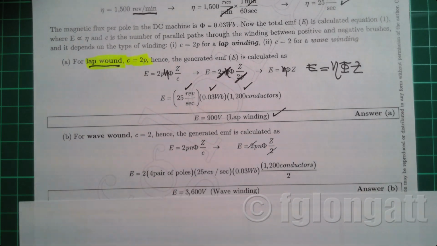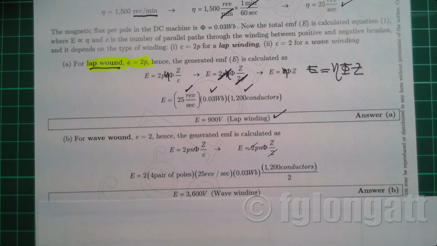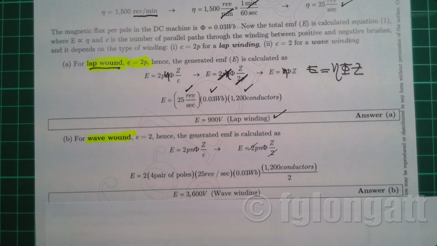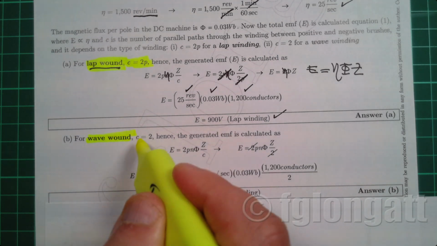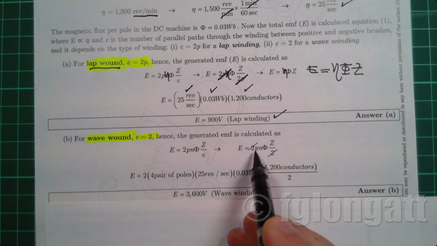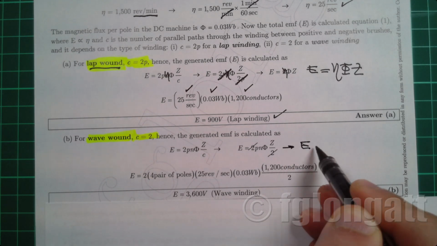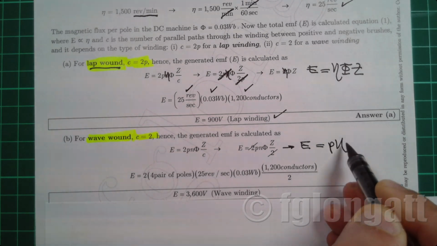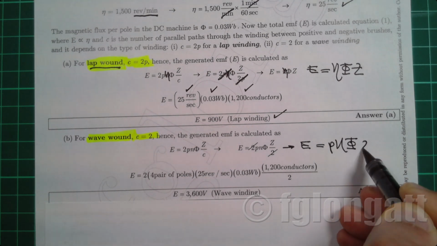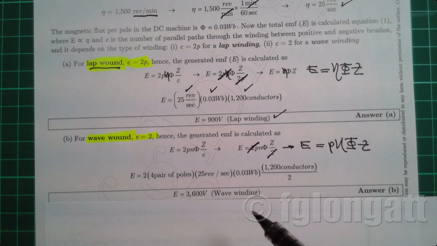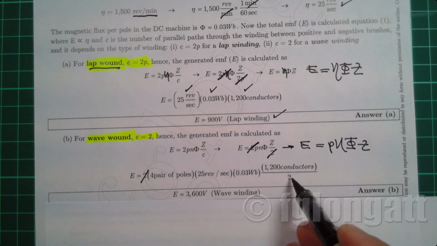Next step, my dear students, is we will do similar calculation, but for the case of a wave wound. So if we are using this type of winding, wave, so Z is equal to 2P/2, so when we substitute that in the equation, we will obtain that the induced voltage will be P multiplied by the rotational speed, multiplied by the flux, multiplied by the total number of conductors. And that is because these two cancel with these two.